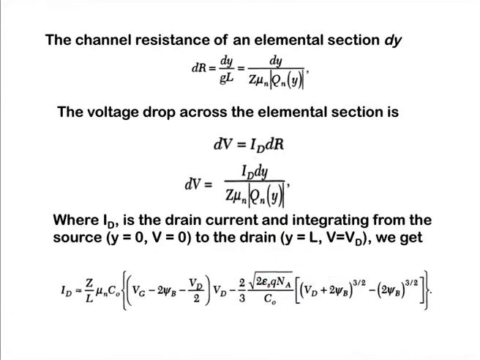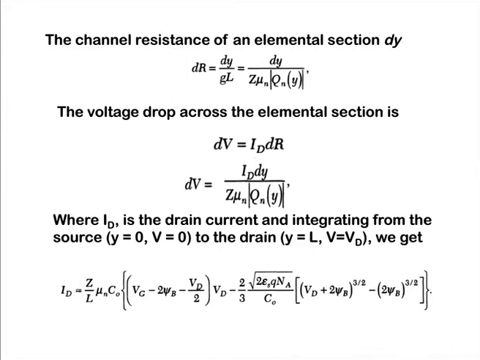The channel resistance of an element section dy we can calculate as dR equal to dy upon channel conductance G and width L. If we substitute the conductance value, we get dR equal to dy upon Z mu n and the total charge Qn in the inversion layer. Now the voltage drop across the element section we can write as dV equal to I dR, and substituting the value of dR, we get dV equal to I dy upon Z mu n and the total charge in the inversion layer.